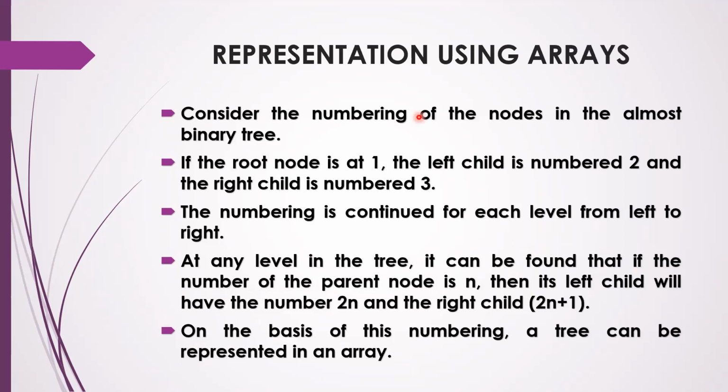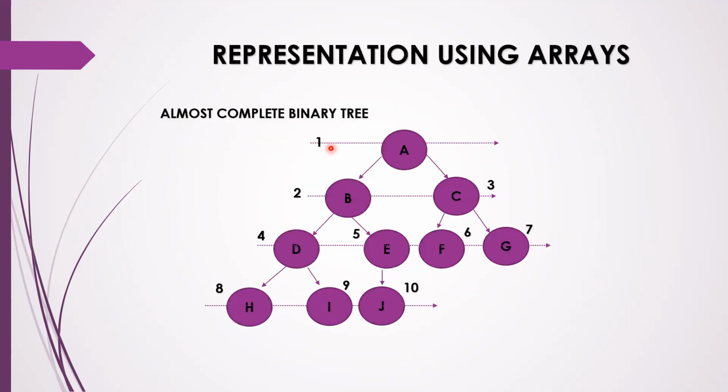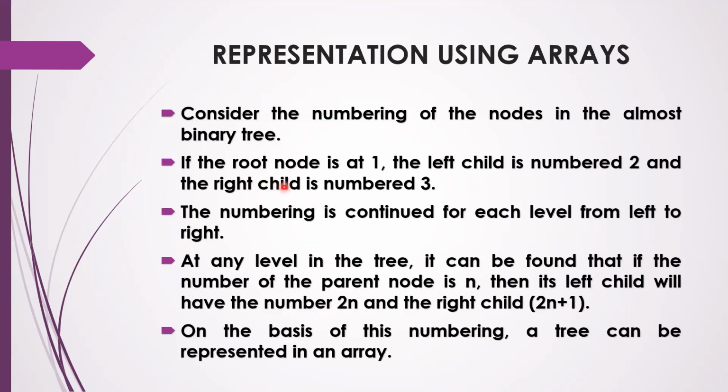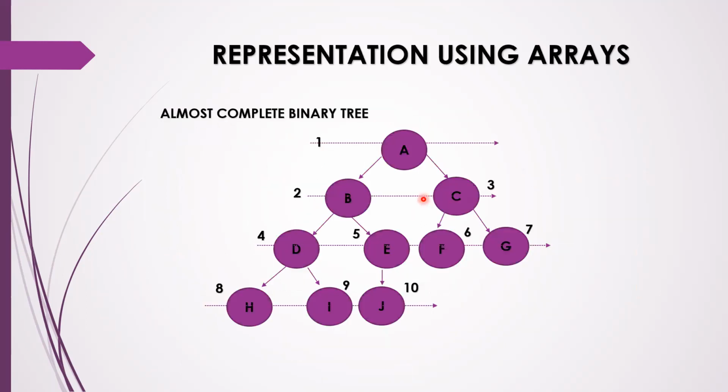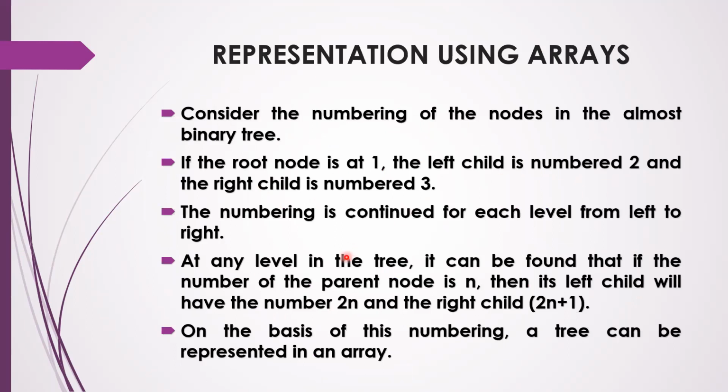So, representation using arrays. Consider the numbering of nodes in an almost complete binary tree. If you do the numbering manually from left to right, the root node is 1, the left child is number 2 and the right child is number 3. If humans do numbering like this, 1, 2, 3, 4, 5, 6, 7, 8, 9, 10, from left to right, the numbering is continued for each level from left to right.